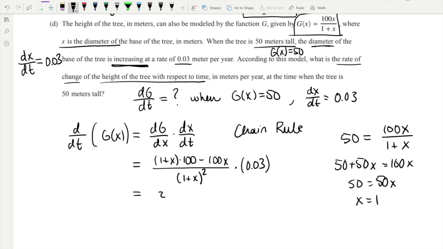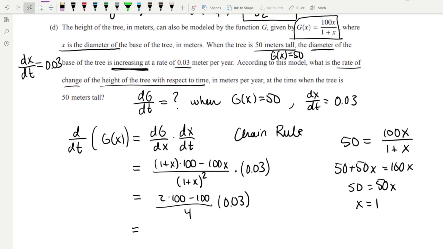So I've got 2 times 100 minus 100 times 1 over 2 squared is 4. I'm multiplying all of that by 0.03. So this is like 200 minus 100 is 100. So we've got 100 over 4 times 0.03. I'm purposely not simplifying this because 100 times 0.03 is just 3. So this is 3/4. So this says that the rate of change of the height of the tree with respect to time, dg/dt in other words, is 3/4 meters per year at the time when the tree is 50 meters tall.